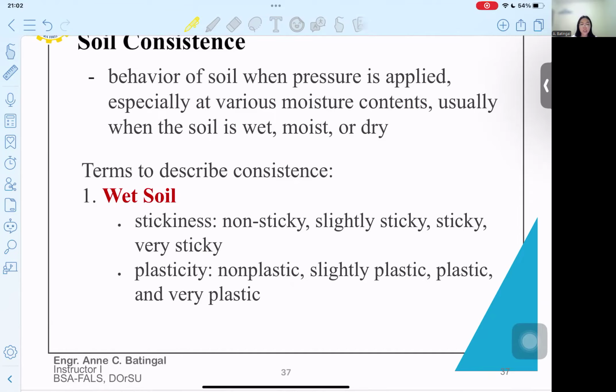When your soil is wet, we also look at its plasticity. Plasticity refers to how easily your soil can mold or deform. The soil that molds the most is your very plastic soil. The soil that cannot be molded is non-plastic soil. Plastic soils have high clay content, while non-plastic soils are mostly sandy soils.